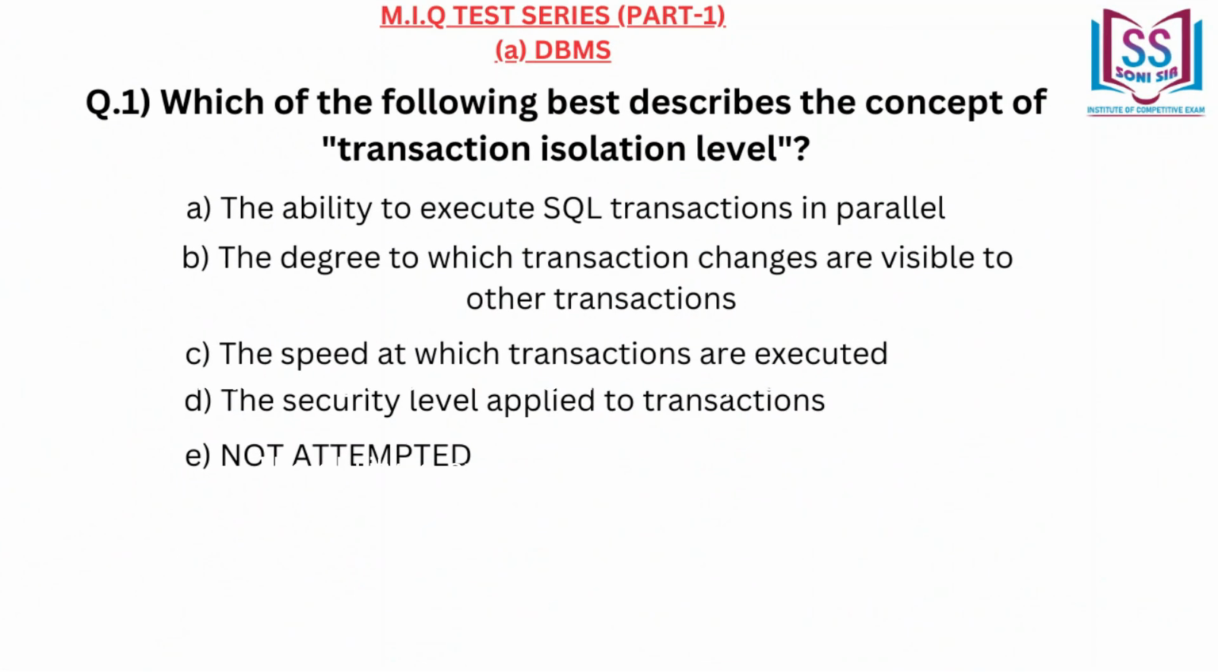Which of the following best describes the concept of transaction isolation level? A. The ability to execute SQL transactions in parallel. B. The degree to which transaction changes are visible to other transactions. C. The speed at which transactions are executed. D. The security level applied to transactions.